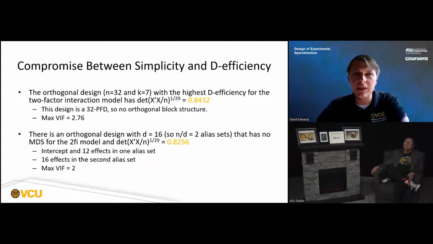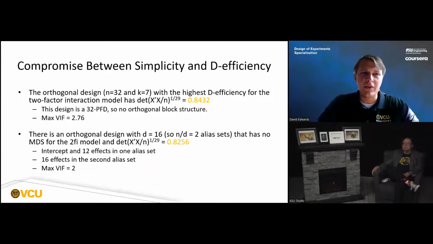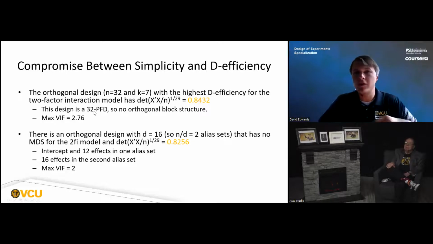What I really believe is that this provides an opportunity to understand a compromise between simplicity and what we call maximizing D-efficiencies. So the orthogonal design with 32 runs and 7 factors with the highest D-efficiency for estimating the 2-factor interaction model has a D-efficiency of 84.32%, which isn't bad. It's a 32 parallel flats design, which means, check this out, there's 32 runs and 32 parallel flats. If that happens, there is no orthogonal separation, none. So there is no structure really to this design.